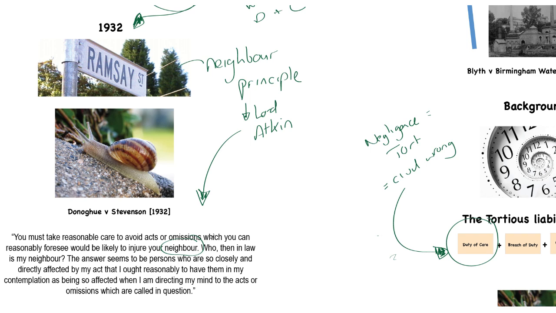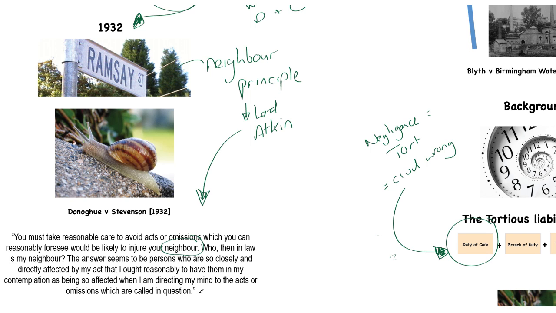He goes on to say, who then in law is my neighbour? And he defines that by continuing, the answer seems to be the persons who are so closely and directly affected by my act that I ought reasonably to have them in contemplation as being so affected when I am directing my mind to the acts or omissions which are called in question. Now there's one thing you've got to say for judges. They're brilliant at using 45 words when 2 would do.